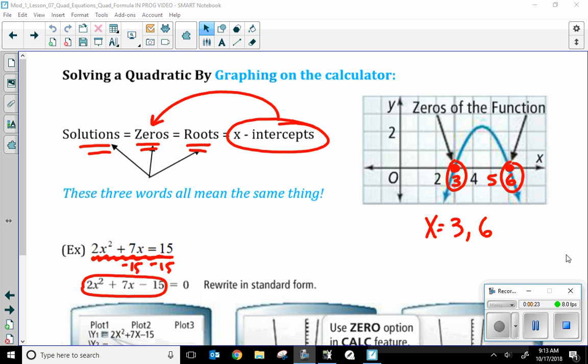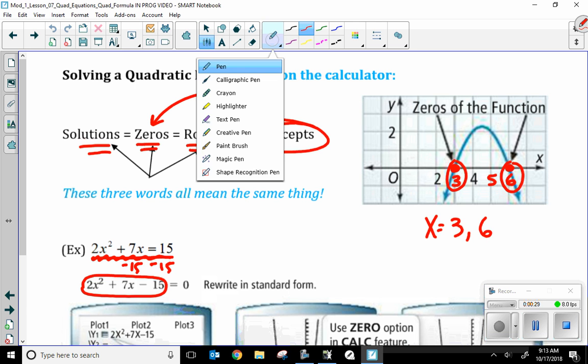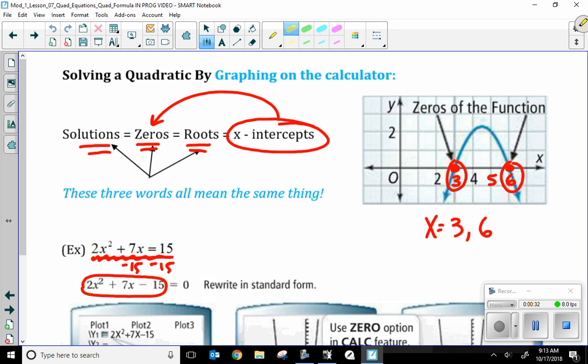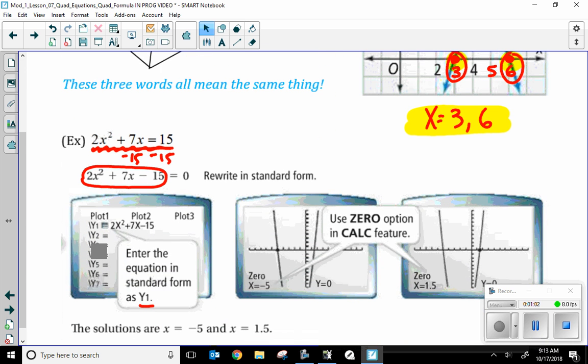All right, and where we left off was, if you see the word solutions or zeros or roots, it is all the same thing, including x-intercepts, which means if I have a parabola and it crosses the x-axis, wherever it crosses the x-axis, those are my answers. All right? And we started to look at an example right here.